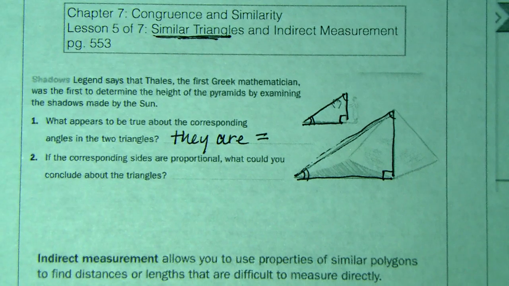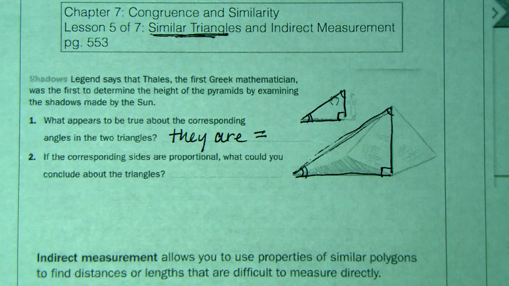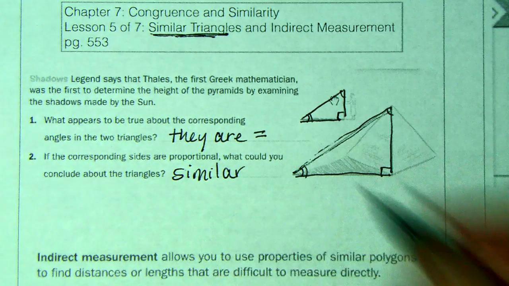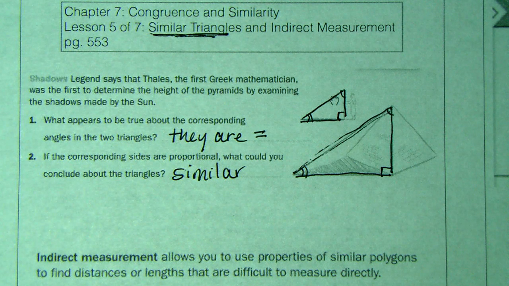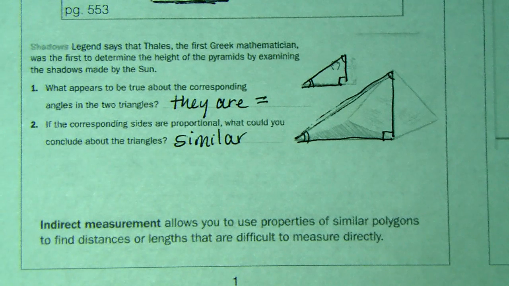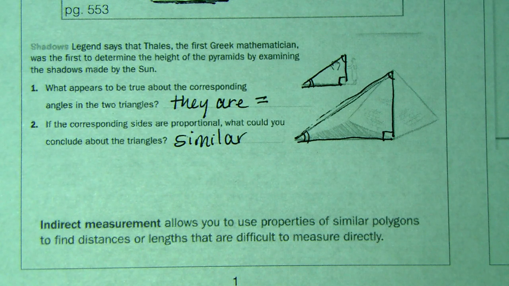If the corresponding sides are proportional, what could you conclude about the triangles? They're similar, right? Because the definition of similar means that the angles are all congruent and the corresponding sides are all in the same proportion. They all equal the same ratio. So we are going to use that, and just like we did on Tuesday when we found missing measures of similar triangles, we had 2 similar figures, and then we used a proportion to calculate the missing sides.